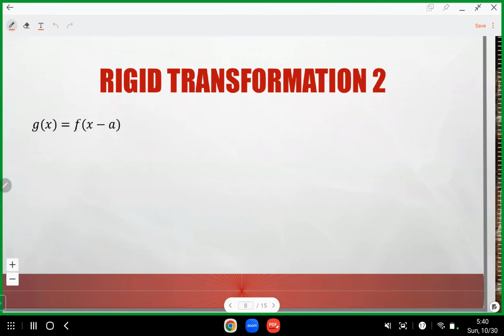All right, so now let's look at g of x is equal to f of x minus a. This is important because it directly affects the x, so it's going to have an effect on the domain.